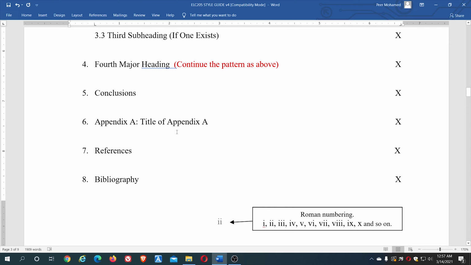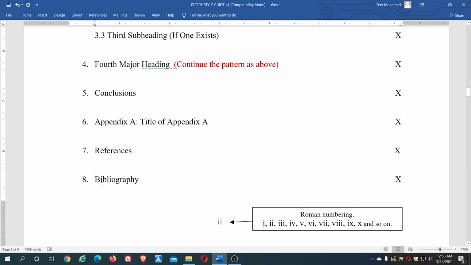Appendix means any important information that you think should be part of the report, but if you include it in the report, your report will become very long. So what you do is give a reference in the report that you have attached it as an appendix, and it will be at the end of the report. The next one, number 7, is the references. Any reference that you refer to for your writing, you will mention here, and you will put the page number where you are writing that.